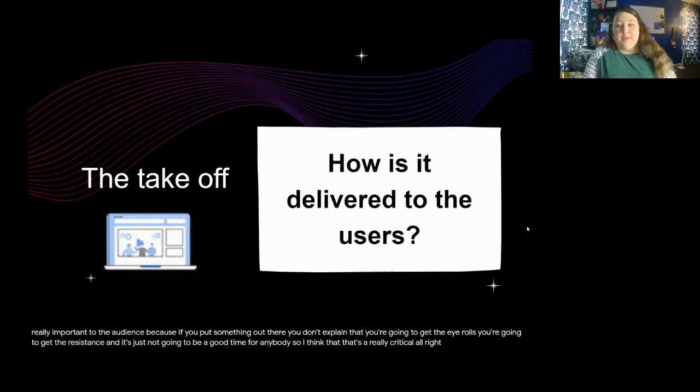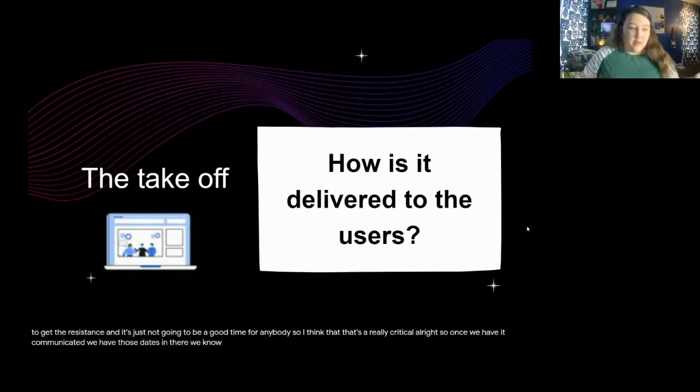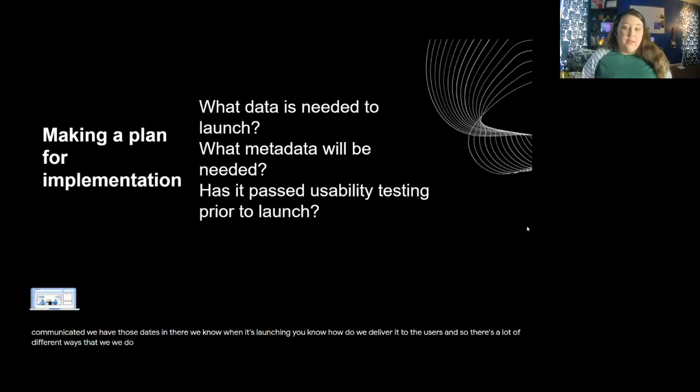All right. So once we have it communicated, we have those dates in there, we know when it's launching, how do we deliver it to the users? And so there's a lot of different ways that we do this. We typically make an implementation plan. Specifically, we look at a couple of different factors. So what data is needed for the launch. Again, what's the date? Who does it need to go to? That's a big thing too.